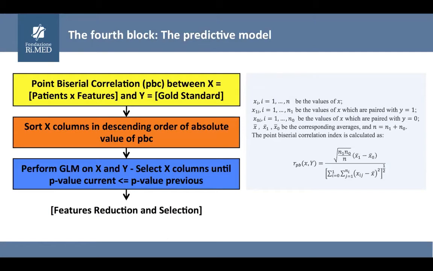In this cycle, add one column at a time of the resulting X array, performing a logistic regression analysis. One of the outputs of the logistic regression is the p-value of the hypothesis test. The smaller the p-value, the better the logistic regression model interprets the response variable Y, the gold standard. Compare the p-value of the current iteration with the p-value of the previous iteration and quit the cycle when it has not decreased.